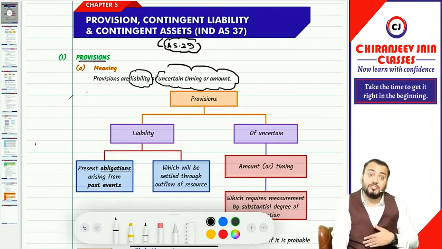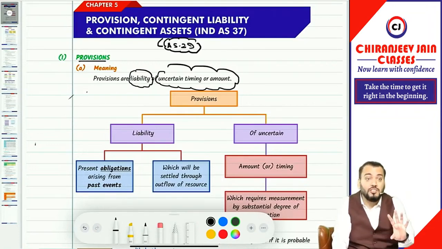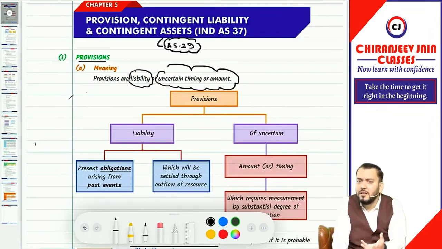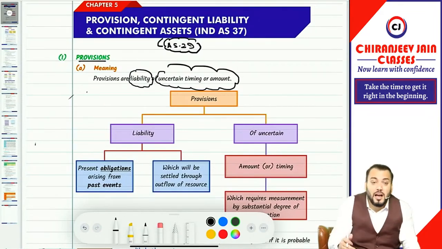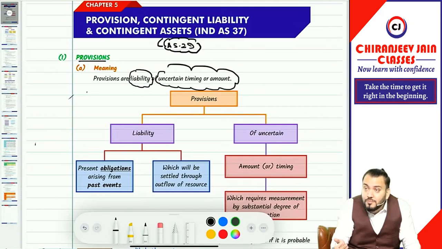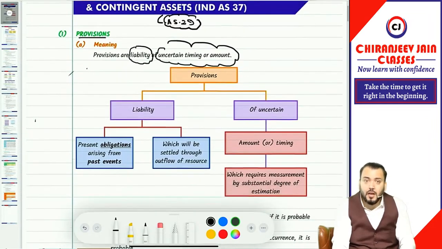So when you were saying certain in the last class, I think many of you said provisions are certain and contingent liabilities are uncertain. That was 100% not correct. Yes or no? Provisions are uncertain only. Either it is uncertain amount or uncertain timing, correct? Or both.